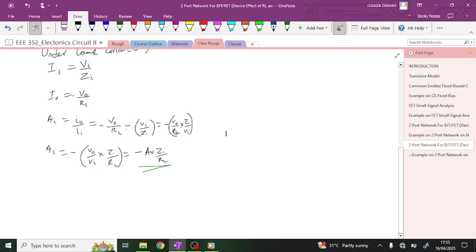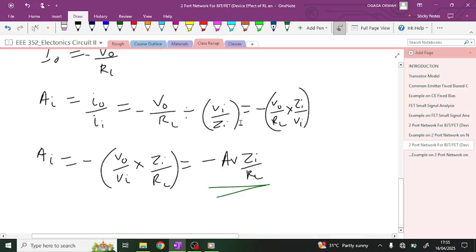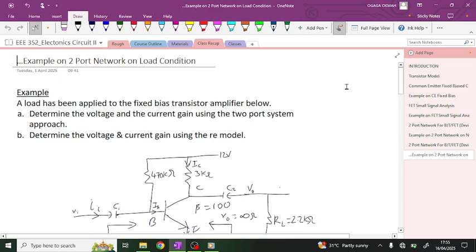Let's take it closer. When you simplify it, the division becomes multiplication and this term swaps. Looking at this, you can write V out over V in, multiplied by this over this. And V out over V in is the voltage gain. So current gain equals negative voltage gain times input impedance all over the load resistance. Let's see if we can work an example with it as fast as we can.